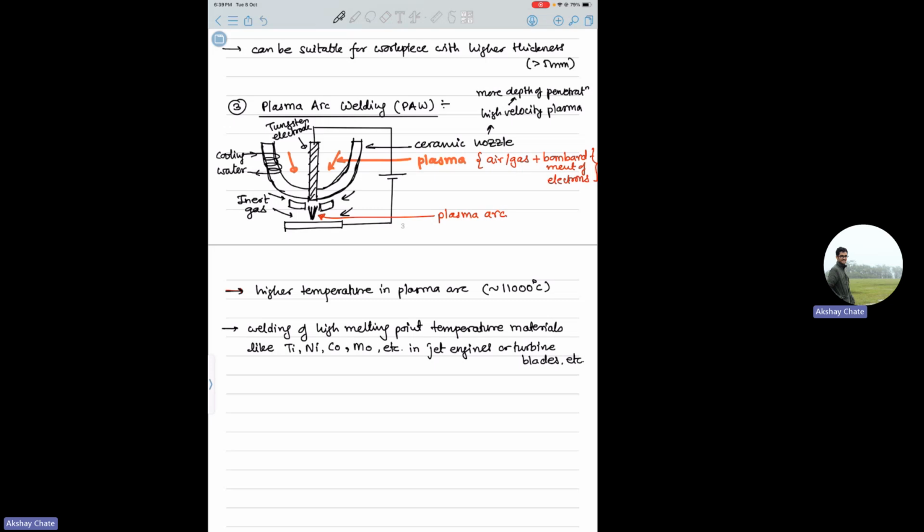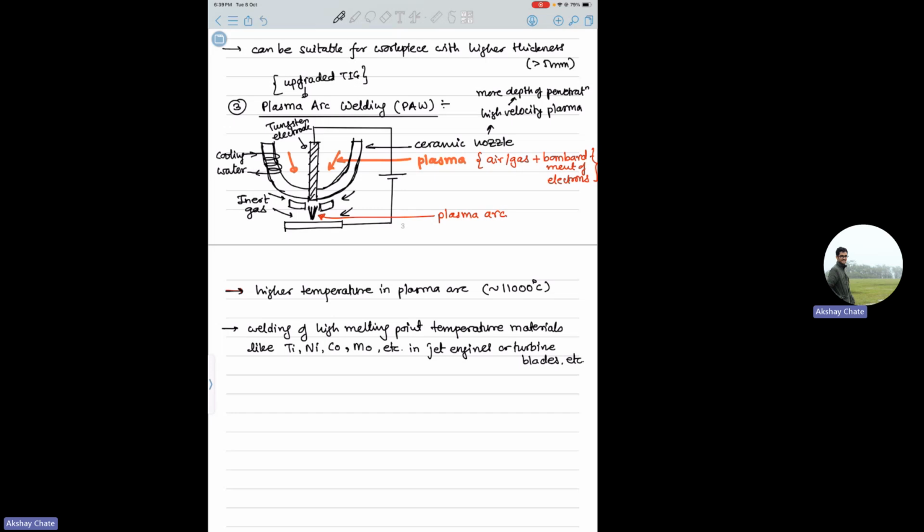And depending on the thickness, you can use filler or you cannot use filler. That is up to you. It's the same as TIG. If the thickness is greater than, let's say, 5 mm, you use fillers also. So that is possible here. Okay, so this is about plasma. Plasma arc welding is like upgraded TIG for higher temperatures. Like that, you can remember.